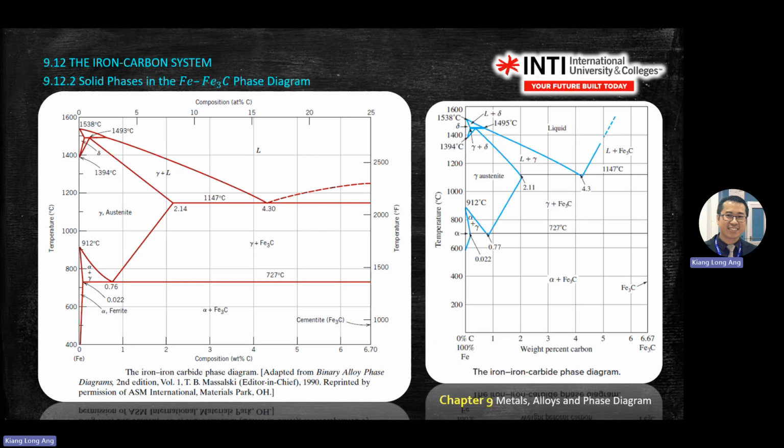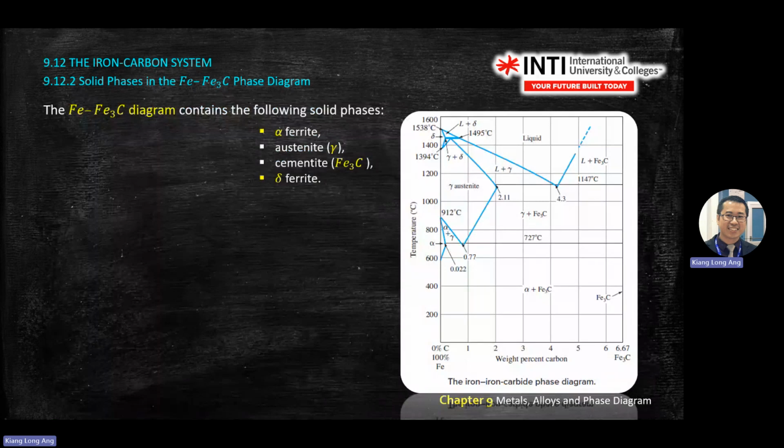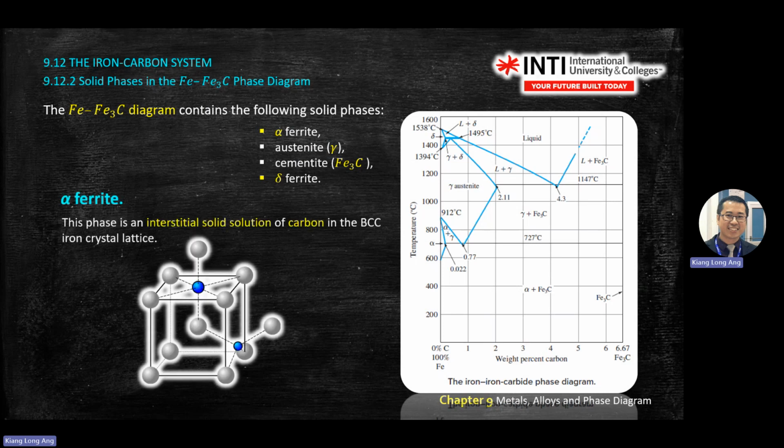So again, back to the table just now. The five phases are important. It's important you memorize. These are the solid phases you have: alpha, gamma, Fe3C, delta, and so on. Each one has its own name: ferrite, austenite, cementite, ferrite. When you see this, of course, the name will be on the graph itself. Only some of it you may not have, like what is delta? Ferrite.